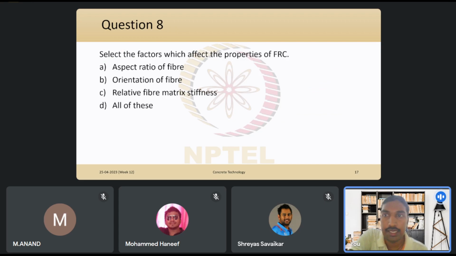Okay, question number 8 is: select the factors which affect the properties of FRC. FRC stands for fiber reinforced concrete. The options are: A, aspect ratio of the fiber. Option B is orientation of the fiber. Option C is relative fiber matrix stiffness, and option D is all of these.